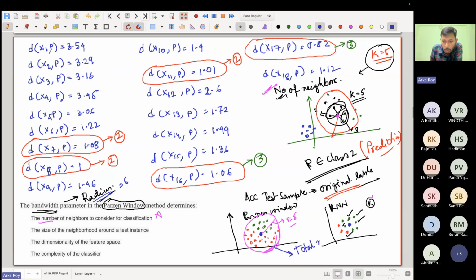total number of data points or neighbors for bandwidth parameter, let's say BW specified.